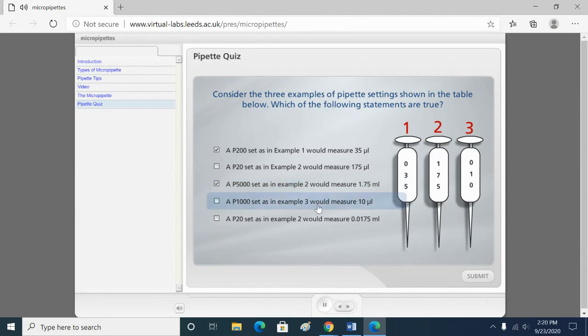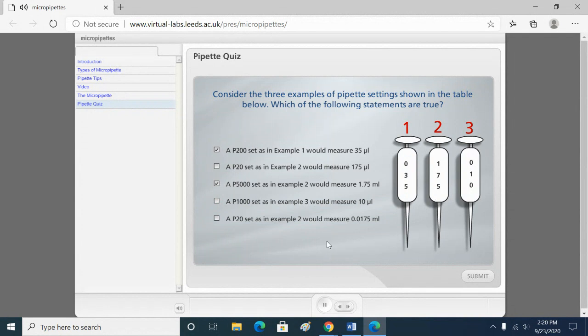A P1000 set as in example 3 would measure 10 microliters. So if this was the setting on a P1000, is that 10 microliters? No. How much would this be on a P1000? 100, right? Because if this were a P1000 and you set it for 1,000, it would be 100, and that would be 1,000. So 010 is actually 100. So that's wrong, right? This one here is wrong.